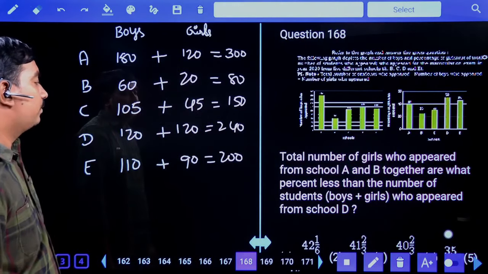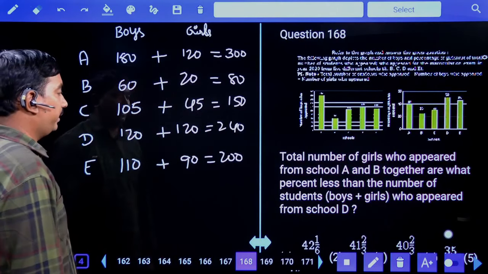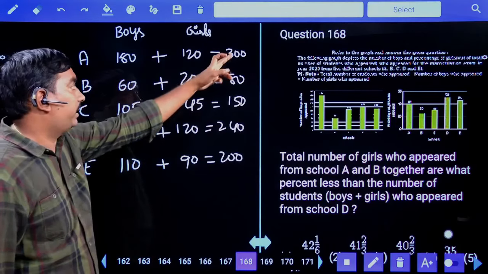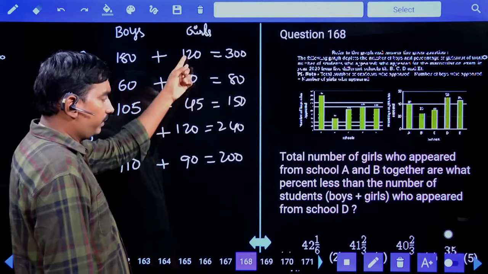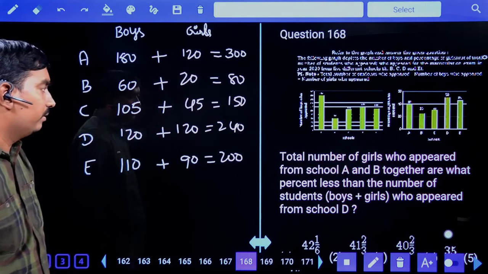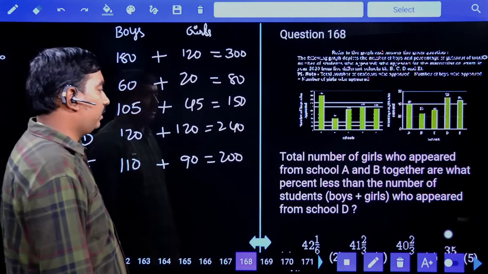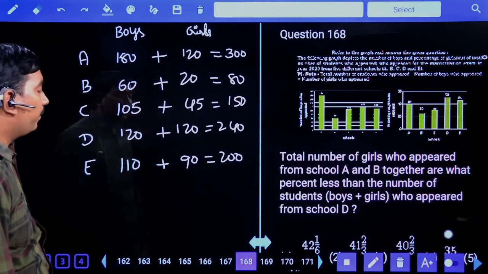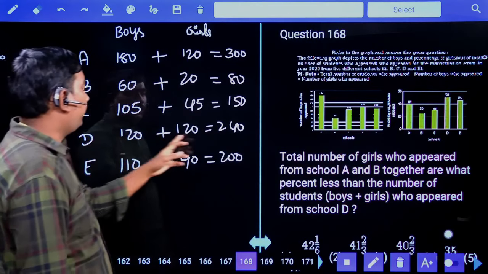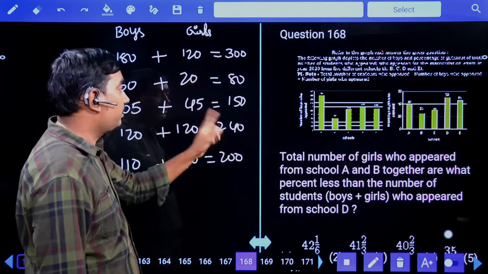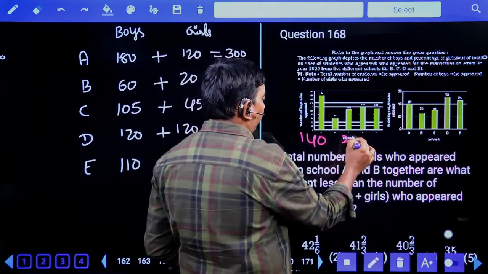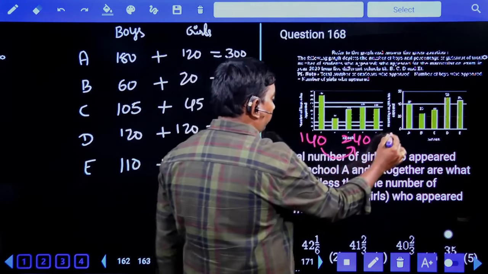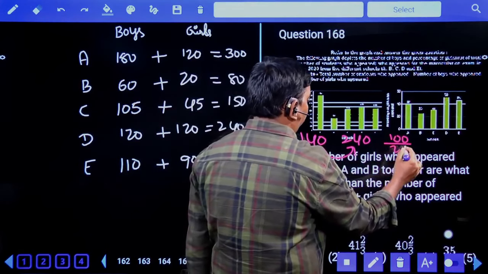Total number of girls who appeared from schools A and B together: only girls, so 120 plus 20, which is 140 girls. What percent lesser is this than the number of students who appeared from school D? School D total is 240, this is 140. So 140 is what percent lesser than 240? Difference by more value: 100 by 240 into 100.